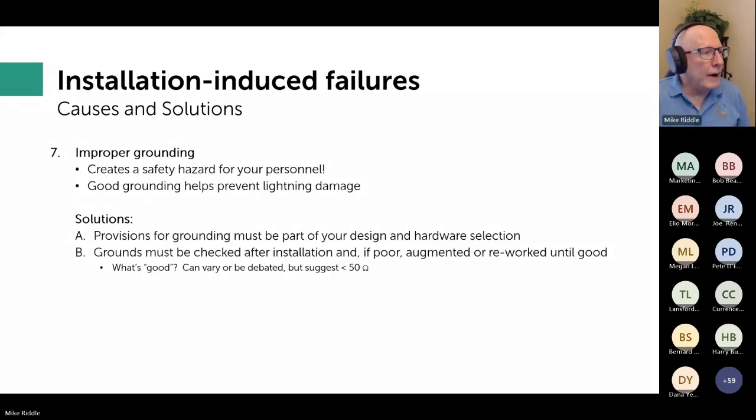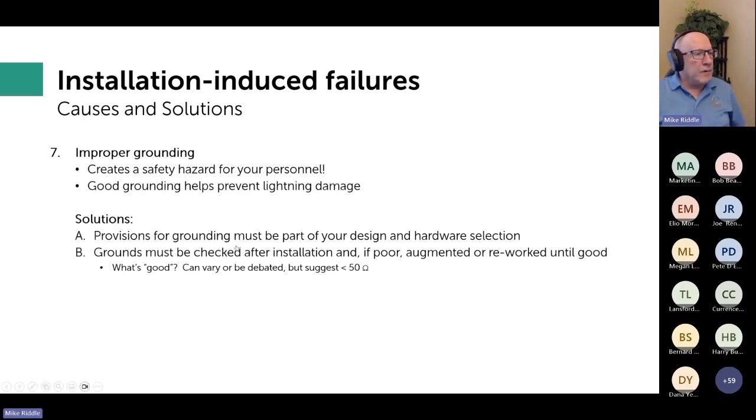Grounding. Grounding creates a safety hazard for your personnel. So right off the bat, that's enough reason to make sure that you should be paying attention to your grounding and make sure that you have good bonding and grounding. Really, you need both. And it helps prevent lightning damage. I mean, there's a strong association with utilities that do a good job of getting low footing resistance, and not having a lot of instances of lightning damage.